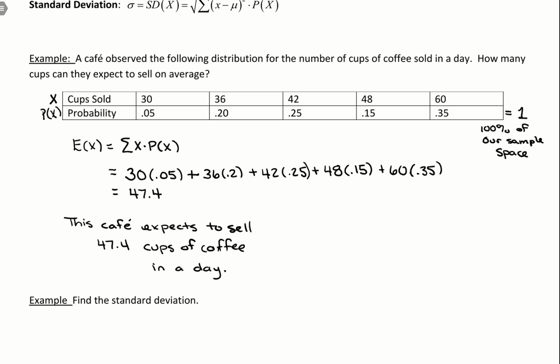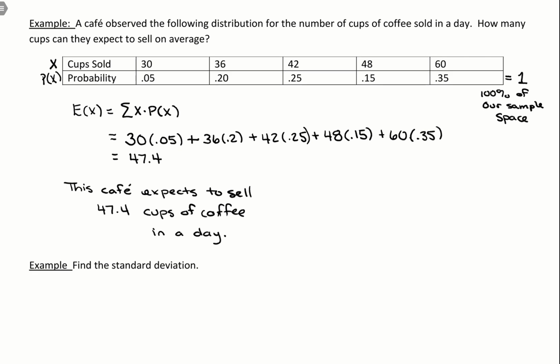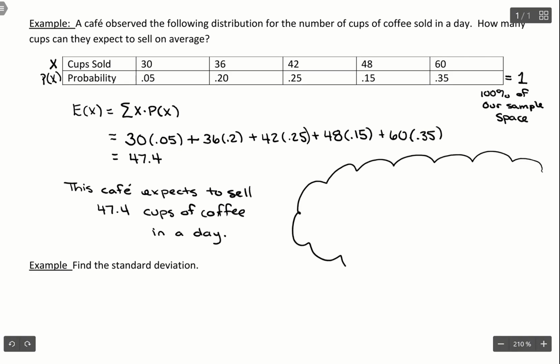So we found this average, this mean, although it's a weighted mean. Let's compare that to what if we had calculated the mean the old way. What if we had just added up the data values and divided by sample size? Meaning, what if we said, okay, we have these instances, the cafe saw these different days, and the number of cups of coffee they sold.